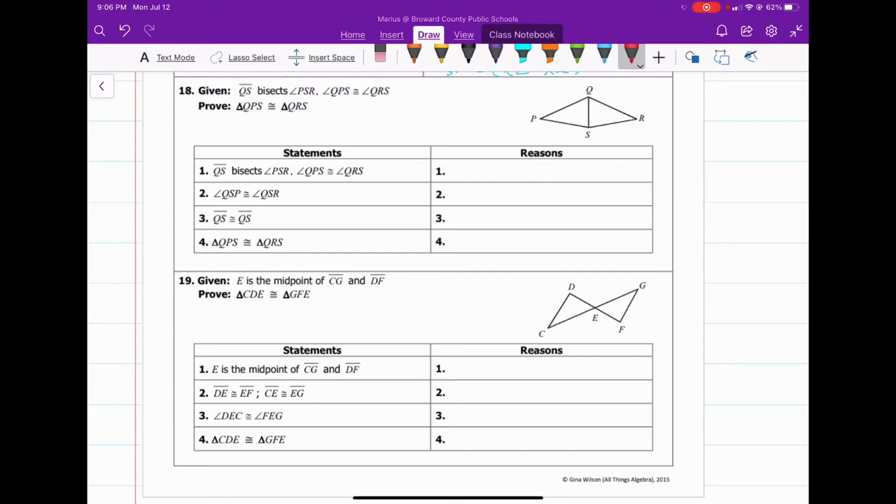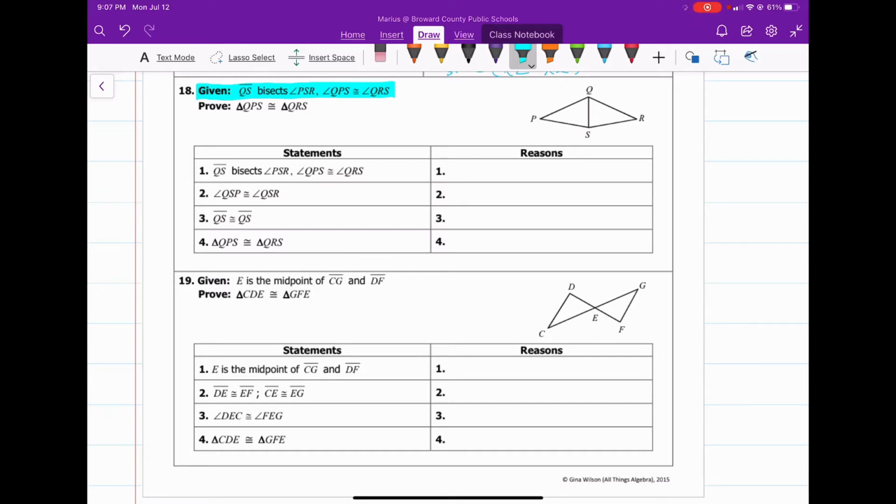And today we're going to continue with part 2 of our lesson about proving triangles and their congruency. These next couple of examples are basically proofs. We always want to start with the given information. It says segment QS bisects angle PSR and angle QPS is congruent to angle QRS.